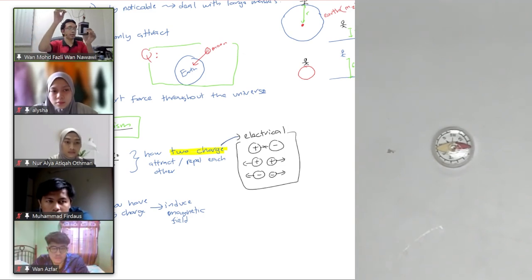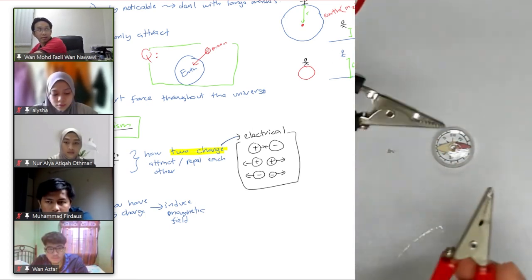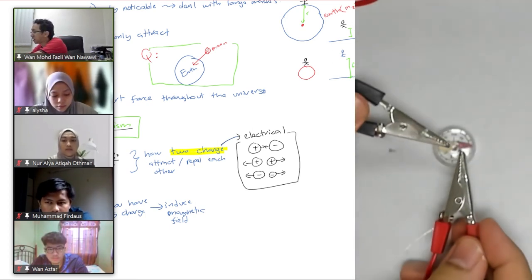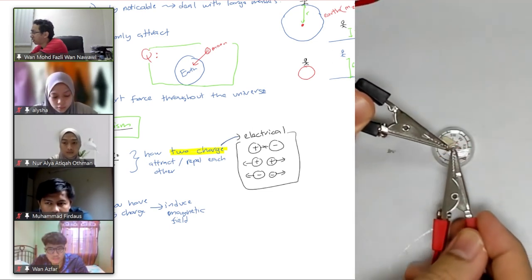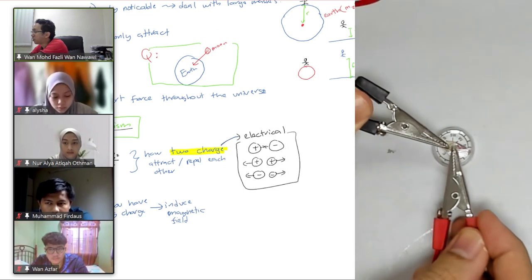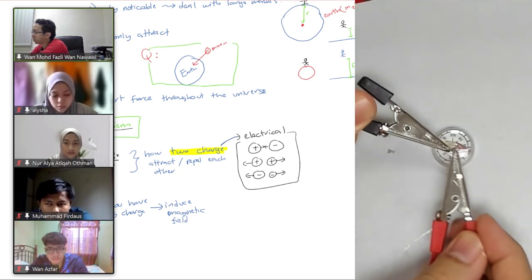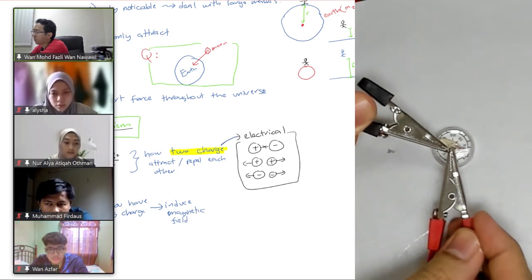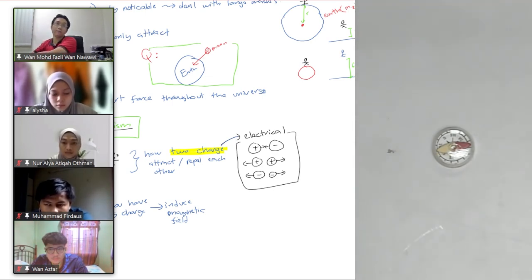So I take this wire, just a simple wire. I put that there, and I connect this thing. You can see the needle will be moved. It's just very small, but it moves. So even though there is no magnet, there is movement of the needle, because of the electric flow around that.